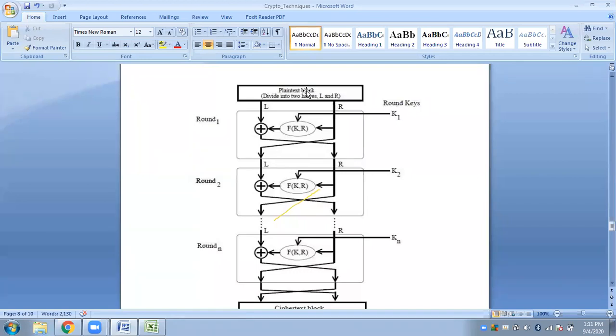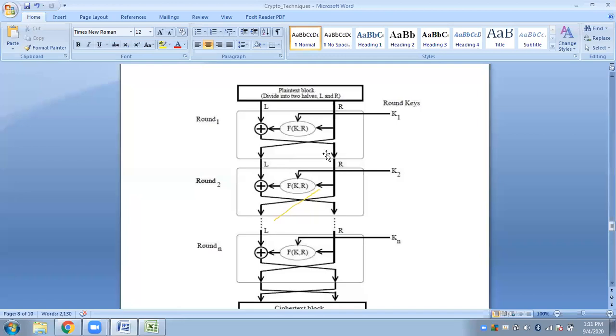Here you see we first come to round one. As I said, we have divided the plain text into blocks, which is by definition how a block cipher is defined. We divide the message into blocks. Then starting with round 1, we will divide the message into 2 parts, left and right.